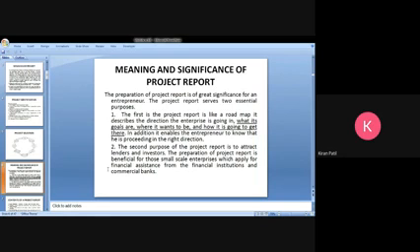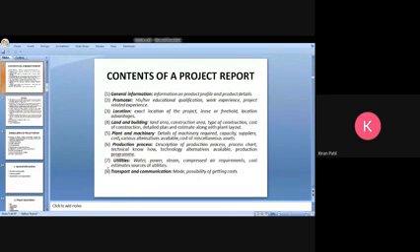All right. So now, since we have understood well the importance of having a project report, now let us look into the contents of the project report. What are the contents that a report should have in general? Okay. Now, what are the contents of a project report? Now, what are the contents here?